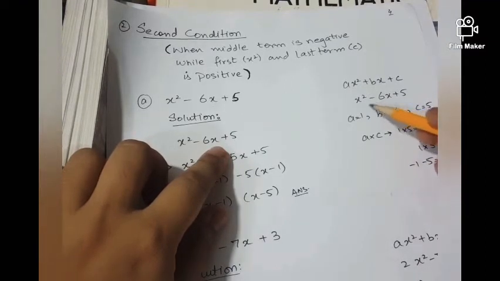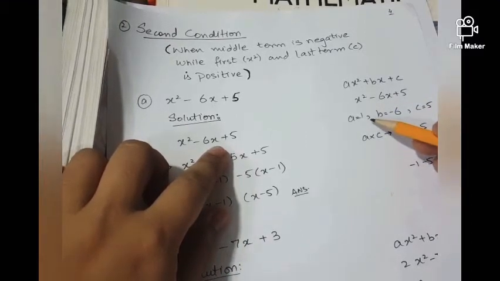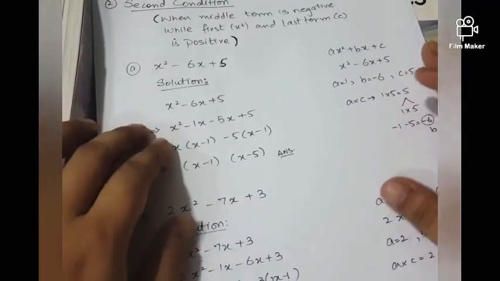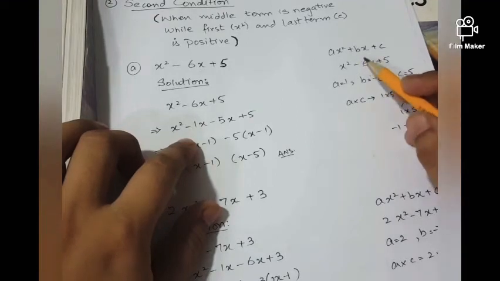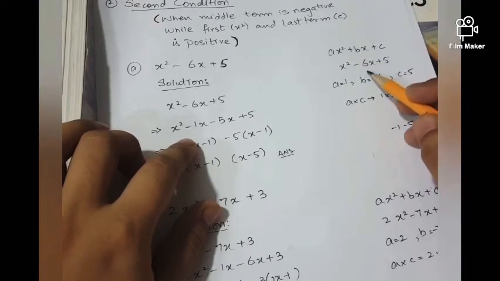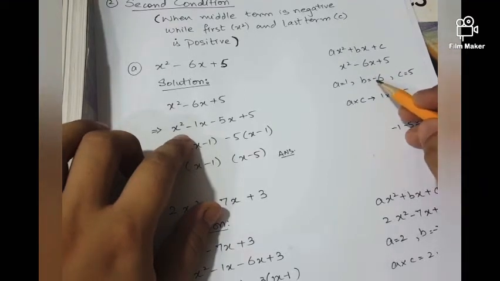Now rewrite the question below it, that is x square minus 6x plus 5. a is equal to 1, your quadratic coefficient, b is equal to minus 6, your linear coefficient, and c is equal to 5, your constant. The same procedure, and just see that in the first condition when we had a plus sign in the linear coefficient, I was not writing the sign because plus is obvious, but in the second condition your middle term, your linear coefficient is negative, so you have to write it down with the negative sign.